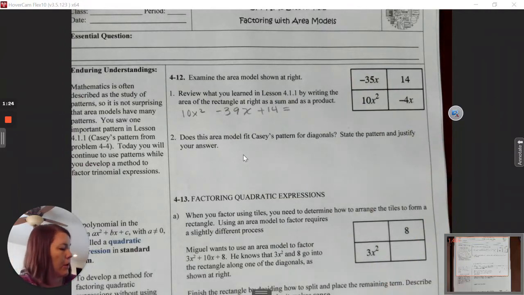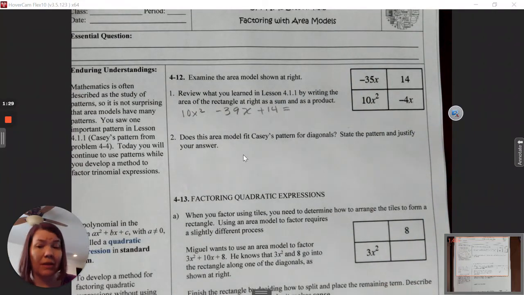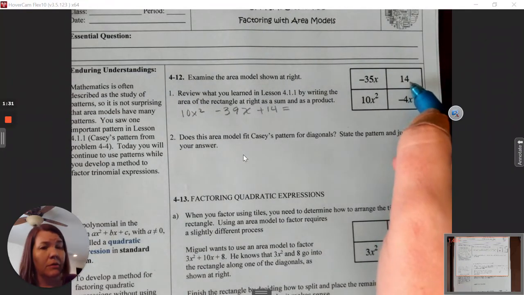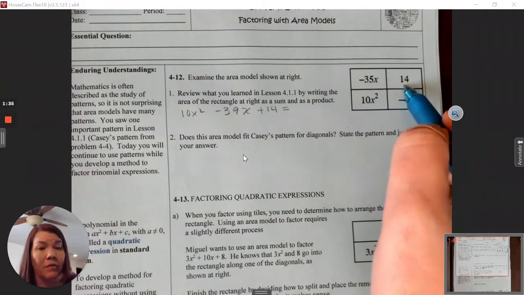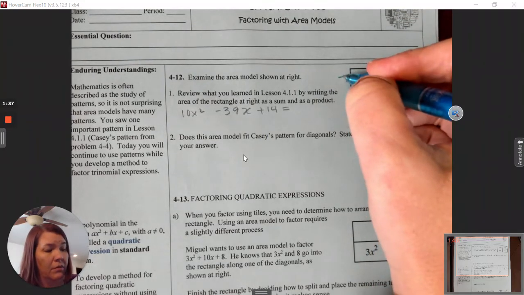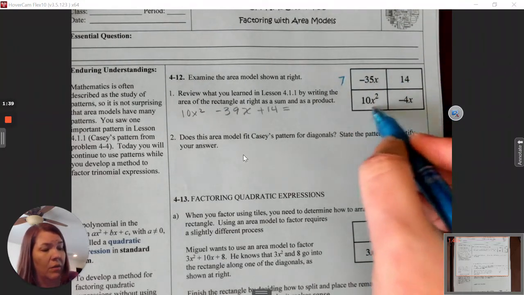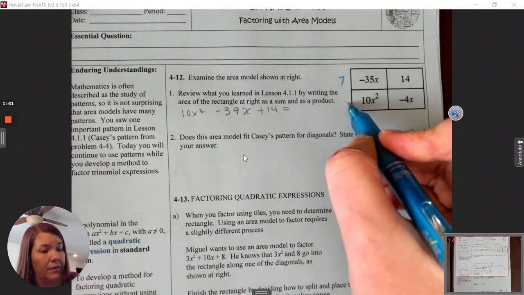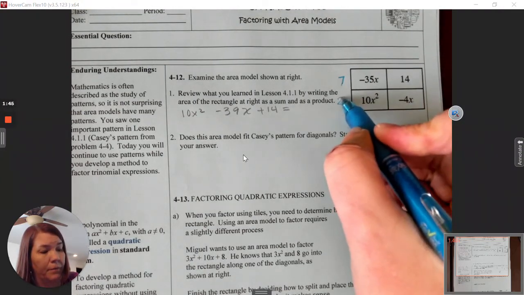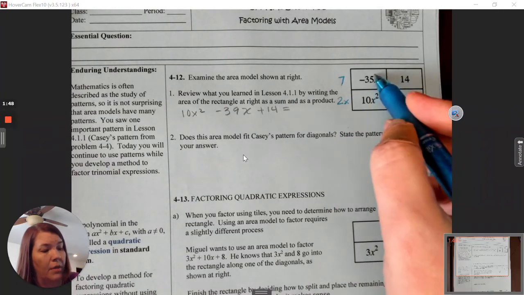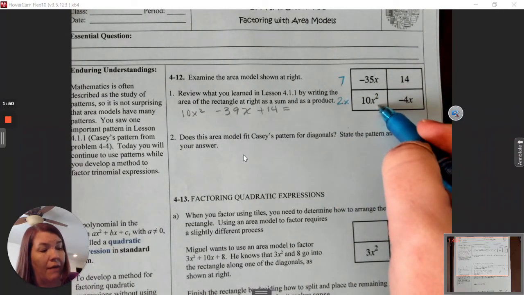Let's find my product. The way I like to do it with the area model is I like to think about factoring and just greatest common factoring. So what do these two have in common? They both are divisible by 7. What do these two have in common? Well, they both have x, and they're both divisible by 2. Okay. Then what do these have in common? Well, they both have x, and they're both divisible by 5.